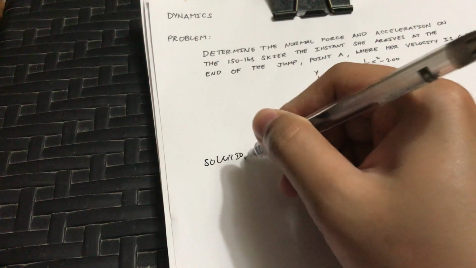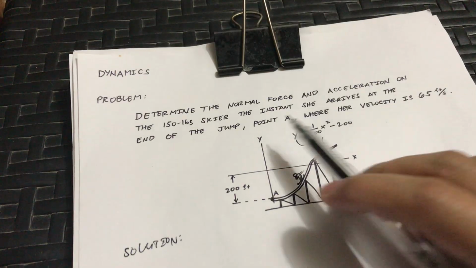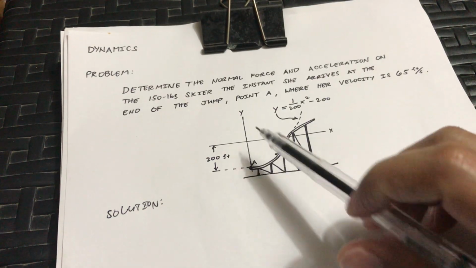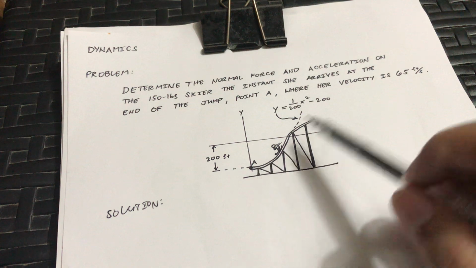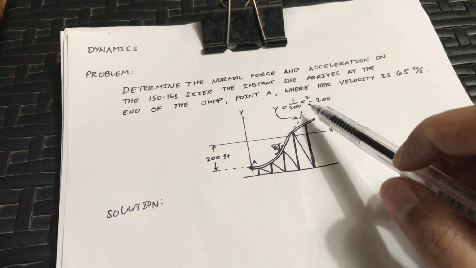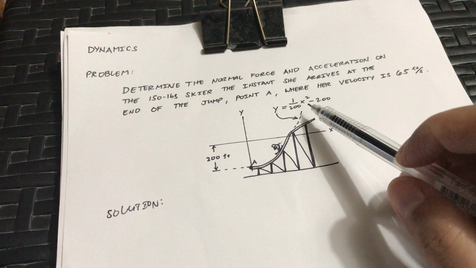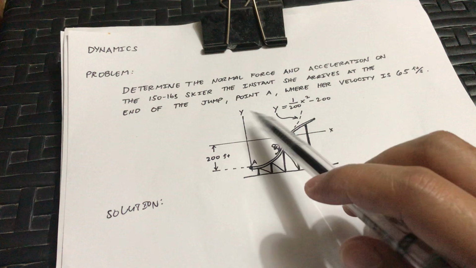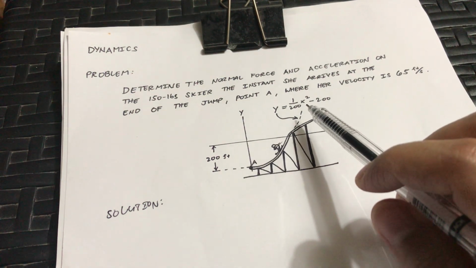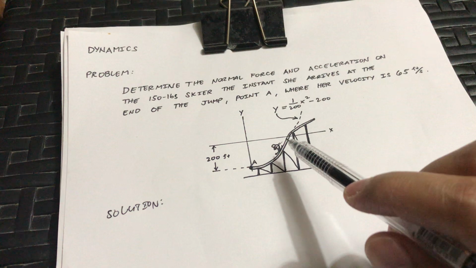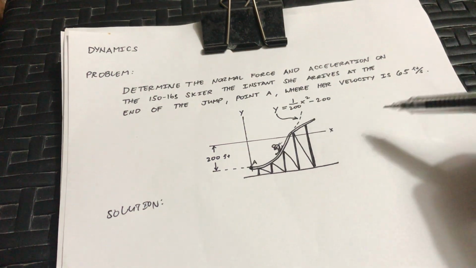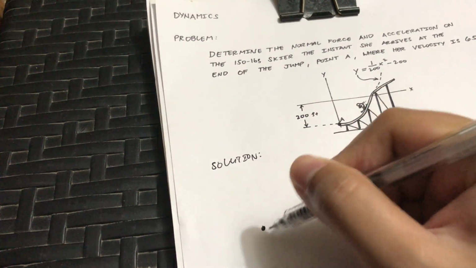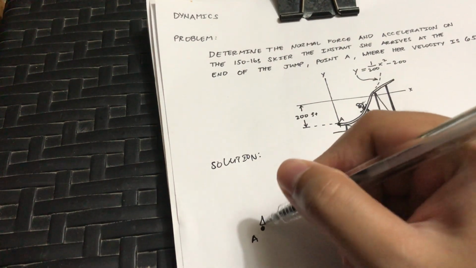Solution. Okay, let's start. The question is the normal force and acceleration at point A. Now we are given that point A is located at the y-axis, and we are given this parabola equation. It's a parabola because y is only 1 and x is squared. So if point A is located at the y-axis and this is x squared, then at point A the skier will be horizontal. Now it's no longer curving. So we can have point A here with our skier.